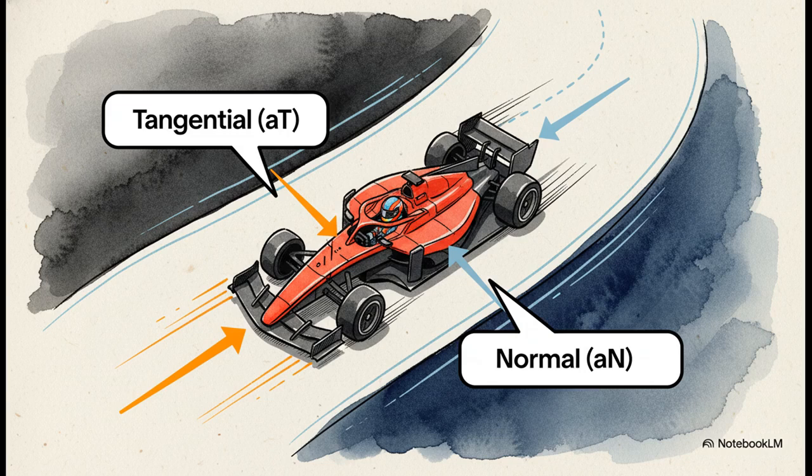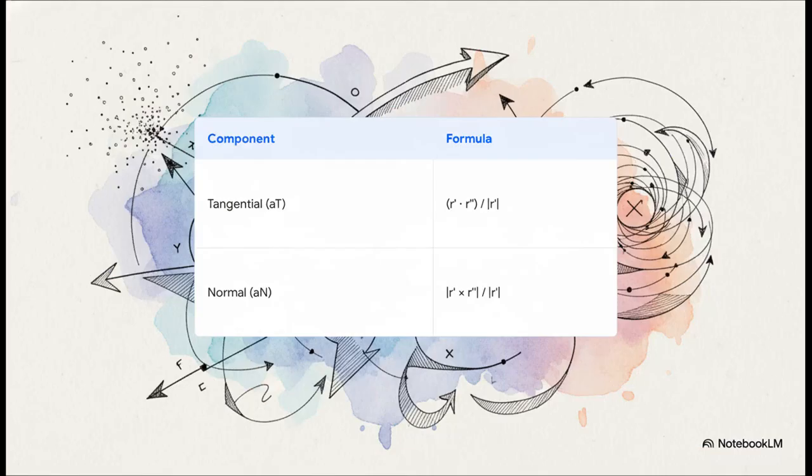The tangential one, AT, acts along your path. It's the gas pedal and the brake. It's what pushes you forward or slows you down. The normal component, AN, acts perpendicular to your path, always pulling you inward, into the curve. It's the steering wheel. So think, gas and brake is tangential, steering is normal, as a perfect analogy.